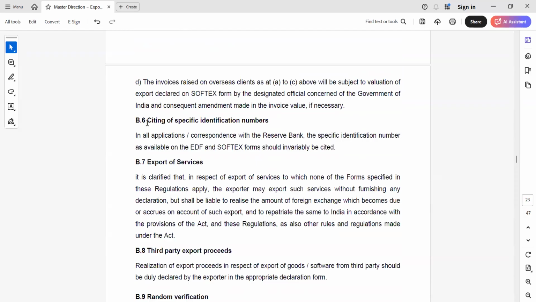Okay, next is citing of specific identification number. In all applications or correspondence with Reserve Bank, the specific identification number as available on the EDF and SOFTEX form should invariably be cited. So whenever somebody is doing any communication with the RBI, they have to put these identification numbers.